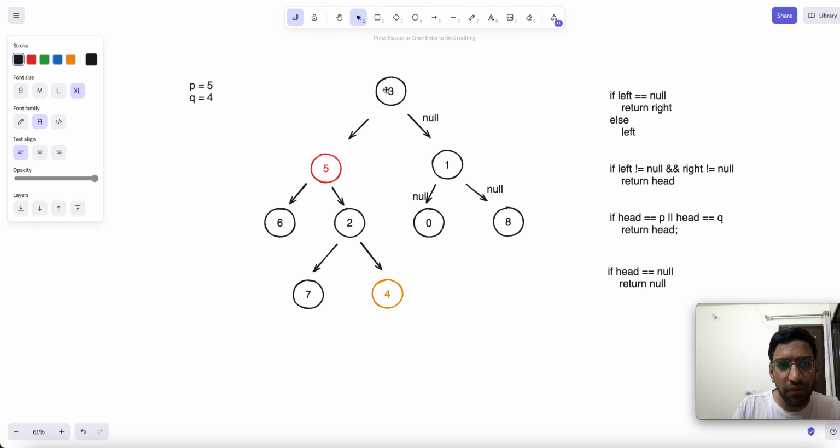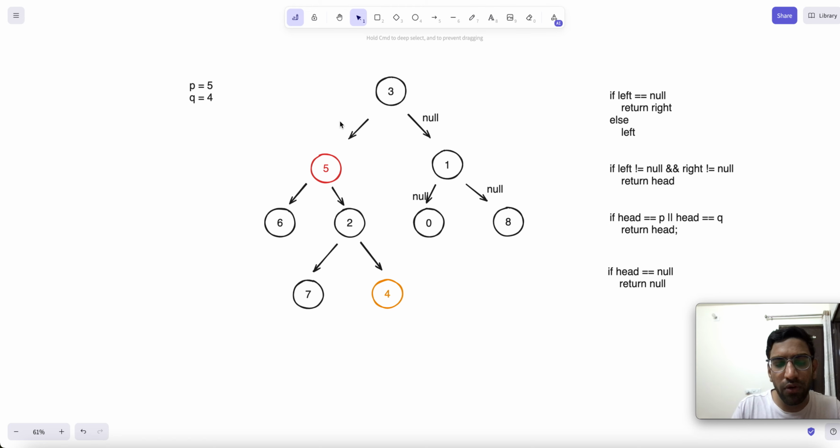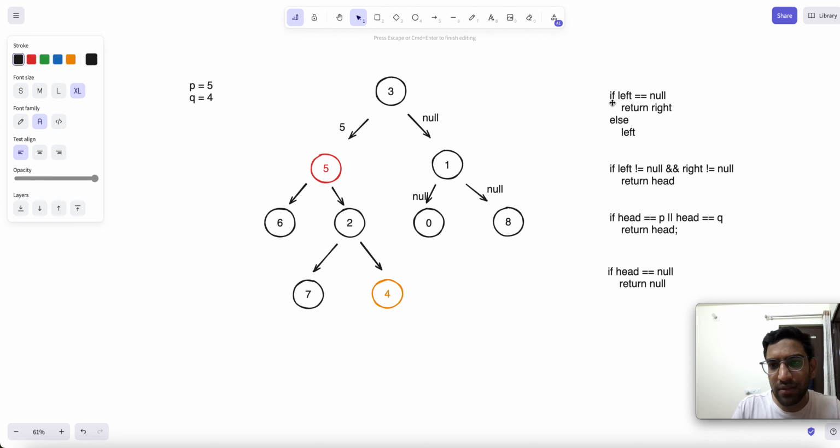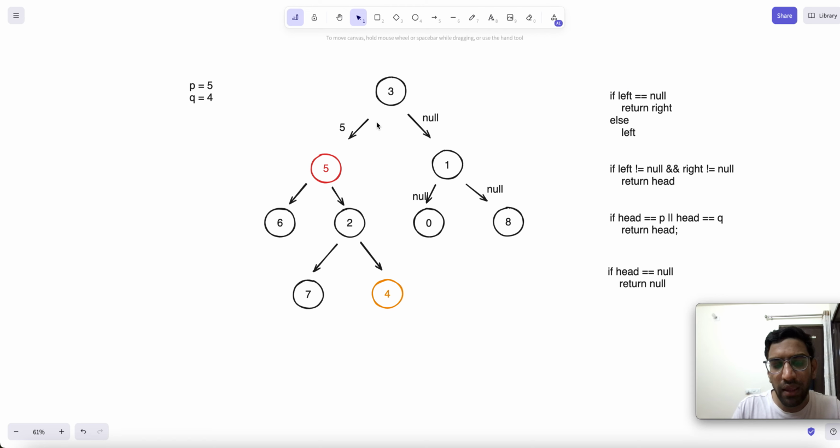So for this, we go to 5, and as soon as we find our P or Q value, so here only we get our P value, so we do not need to move further down. We do not need to do further processing. As soon as we find P or Q, return the value itself. So from here only it will return the 5. And again, this first condition will execute. Here, the left is not equal to null and right is equal to null. So the answer will be 5. So this case is also handled.